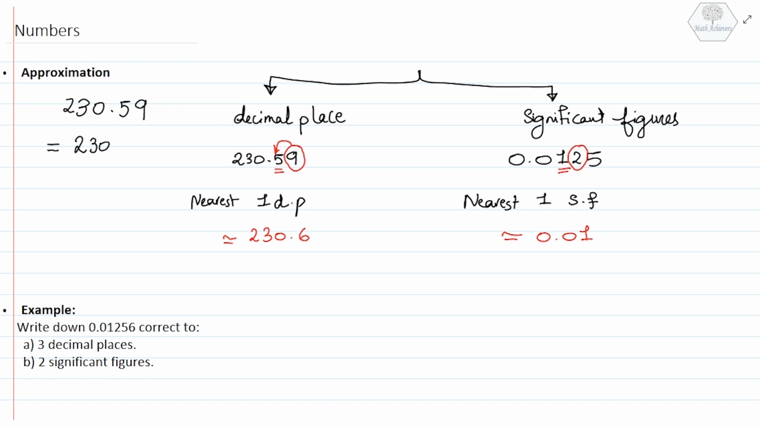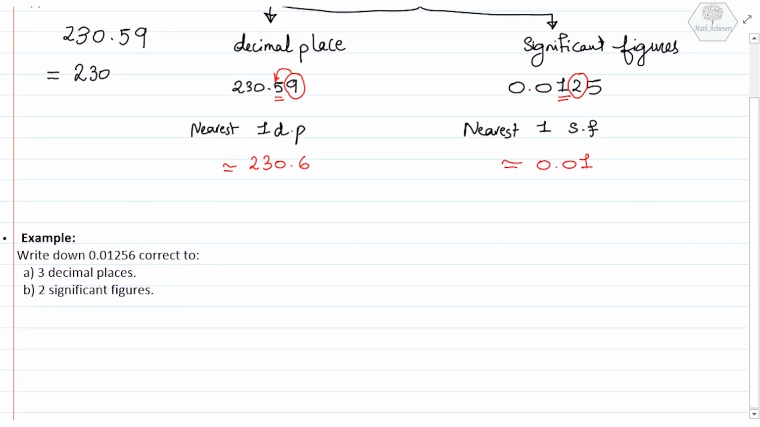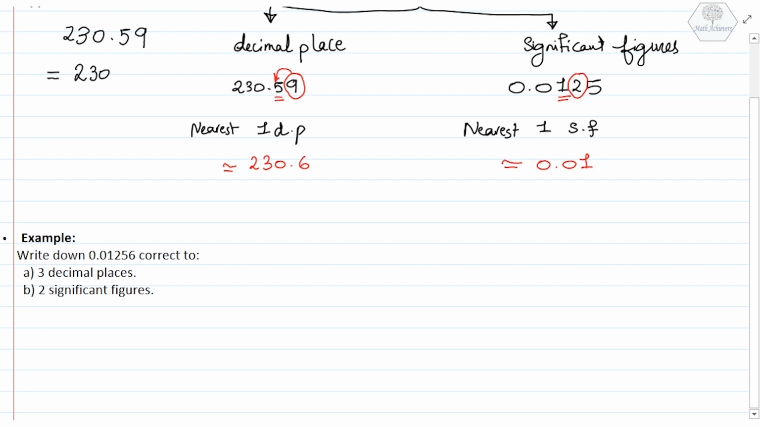Now, let's take an example. Write down 0.01256 correct to: the first, I want to round it correct to 3 decimal places, and the second, I want to correct it to 2 significant figures. Now let's start with A. I have the number 0.01256 and I want to round to 3 decimal places.